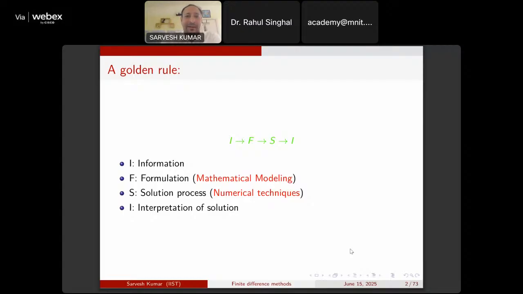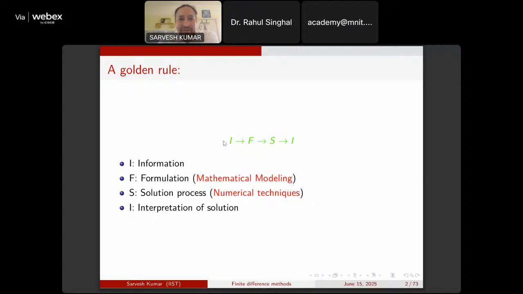So there is a rule for handling any real life problem. It's just like IFSI. This I stands for information. Suppose you want to solve an industry problem, then I must have the information about this problem. But for that, the industry persons have better information than us. So we have to talk to him in his language and understand what actually the problem is, what he wants. He is not a mathematician, that is our job.